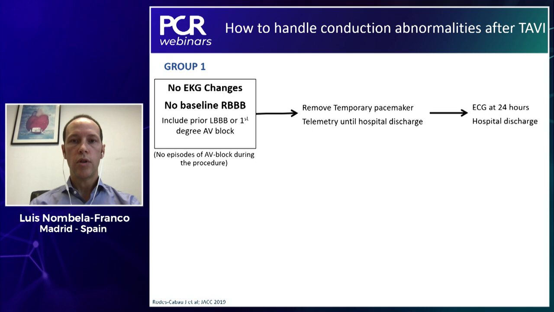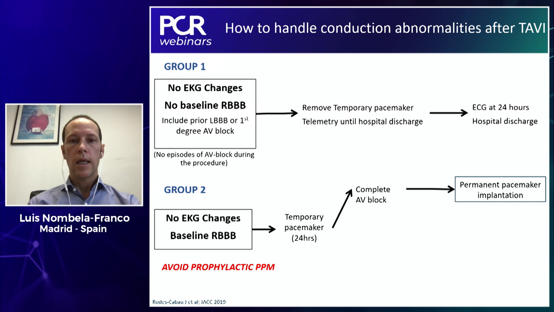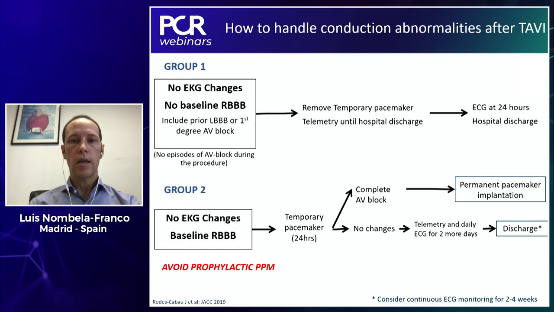What about patients with no ECG changes but a baseline right bundle branch block? You have to be a little bit more cautious with these patients. Try to avoid the prophylactic pacemaker before the procedure, but maybe we should keep the temporary pacemaker during the first day. And if a complete AV block appears, they go directly to a permanent pacemaker implantation. If there are no changes, we can keep the patient two more days in the hospital and discharge the patient home. If there are some changes, we have to move to another group.